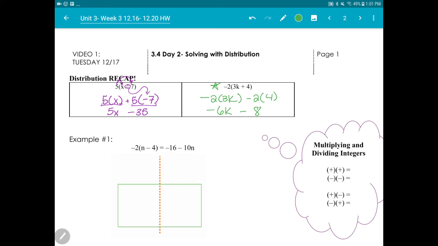All right, so we're going to do the same thing, but now we're going to add it to our solving square. Just a quick recap also with our signs when we are multiplying and dividing. Same signs, it is positive. Different signs, we get a negative answer. All right, so when we are solving, we need to make sure to distribute first before we move to our solving square.